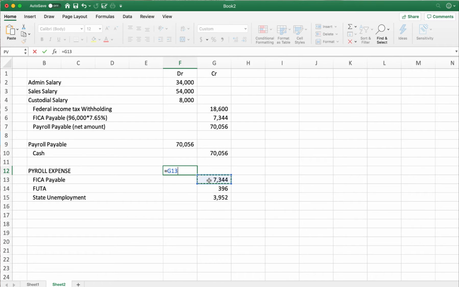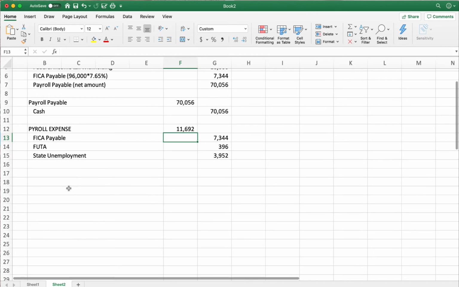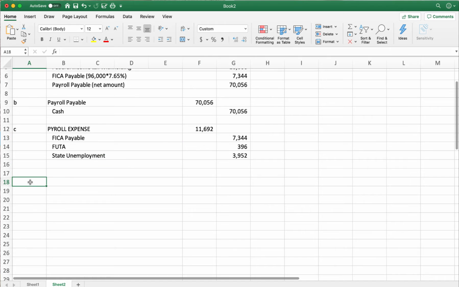So I'm just going to add these up just to make it easier. And the total payroll expense that the employer recognizes is $11,692. Okay? So now Part D says, hey, we got to pay these payroll liabilities. So let's look at D.